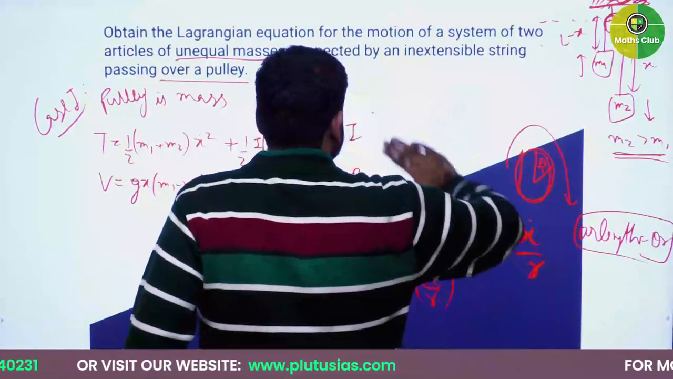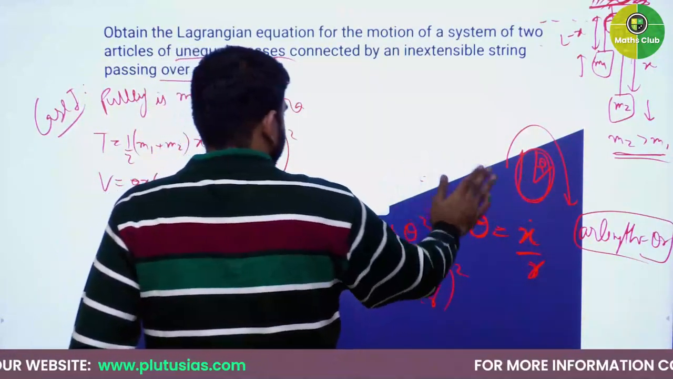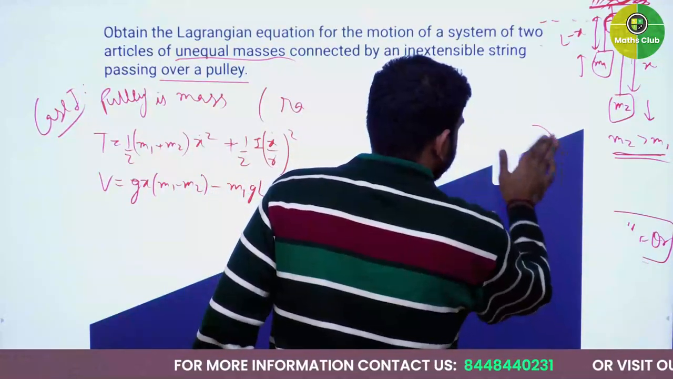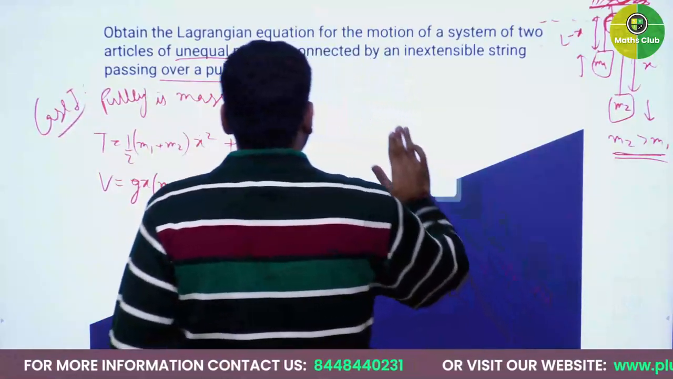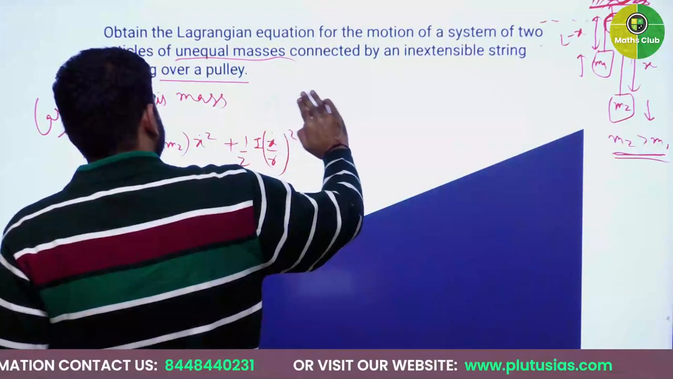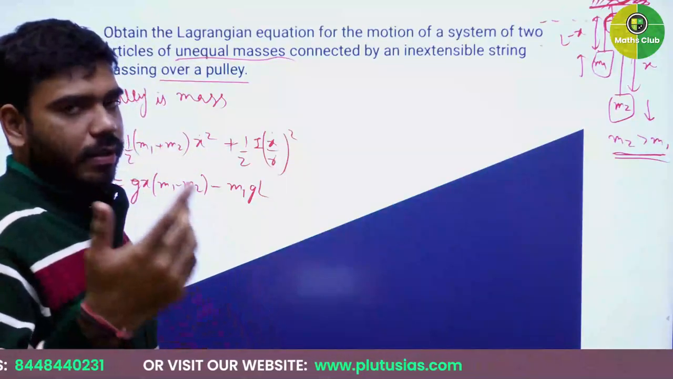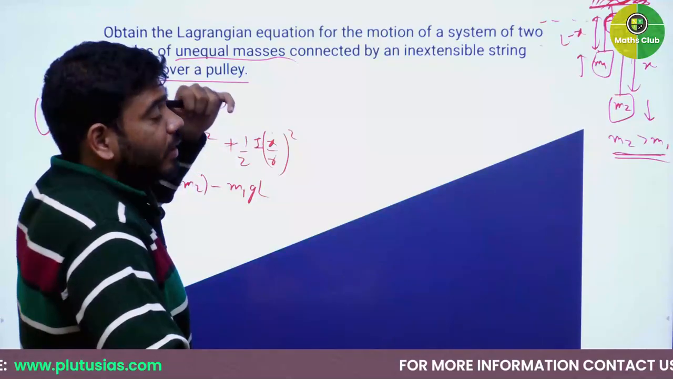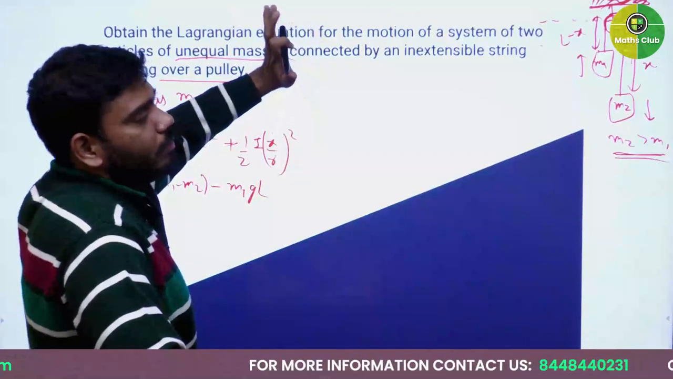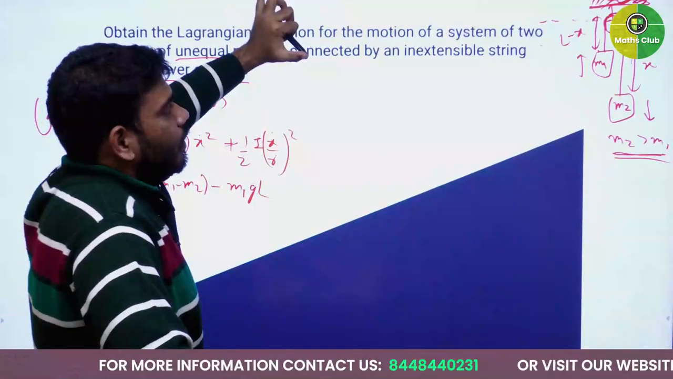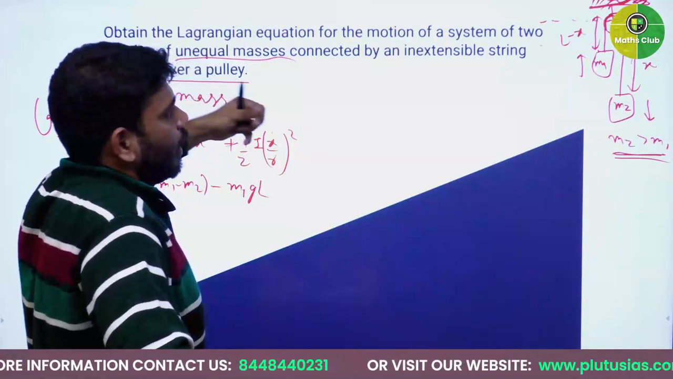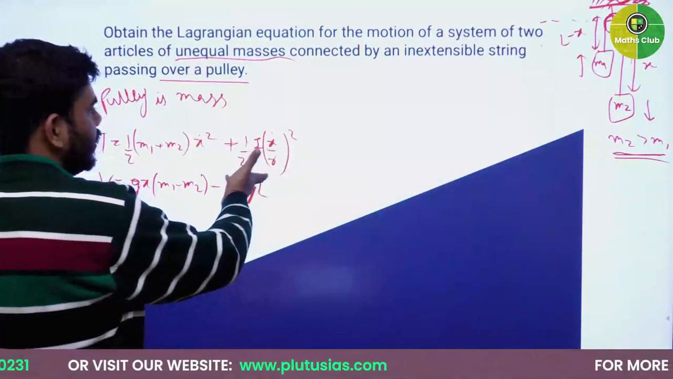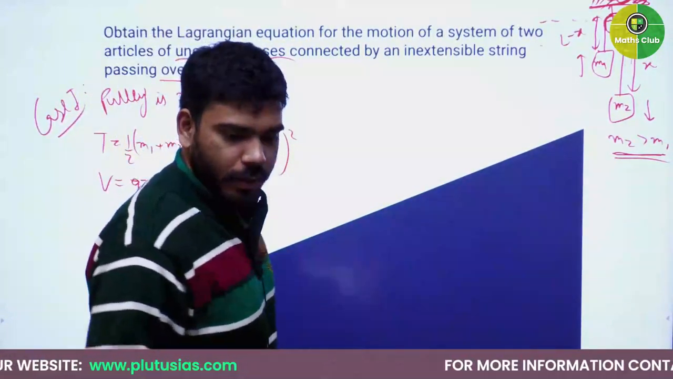Now exactly the process will remain the same. We have to write this Lagrangian equation and put the values of T and V over here. Nothing else has to be done in this. The process is exactly the same. Here all we have done is imagine this pulley has some mass, and by virtue of that mass, it will also have kinetic energy. Nothing is given to us, so we have just imagined that the moment of inertia of the pulley is I and the radius of this pulley is r. Then very simply, we have written this expression for the kinetic energy of the pulley.